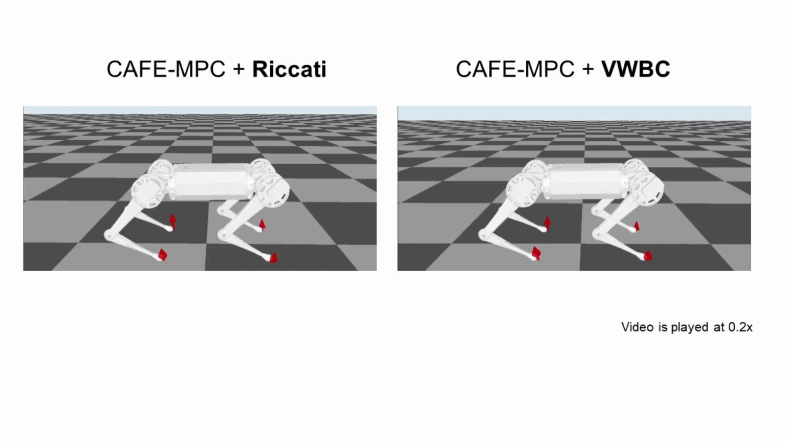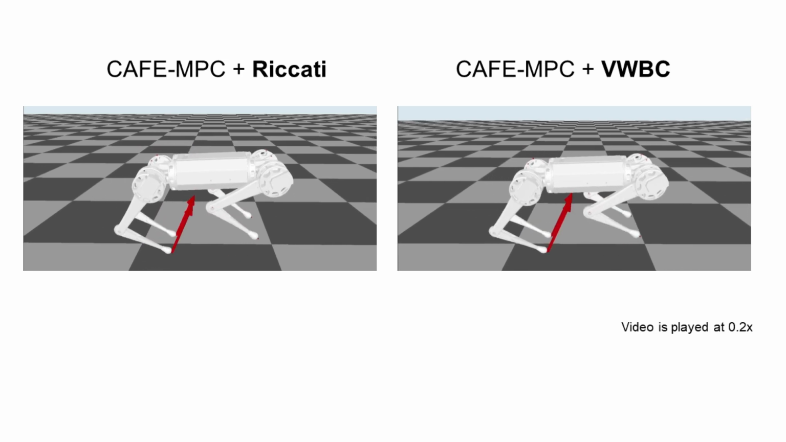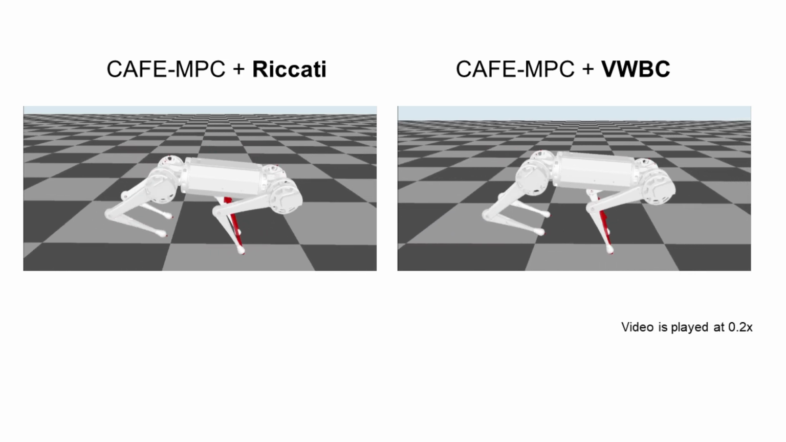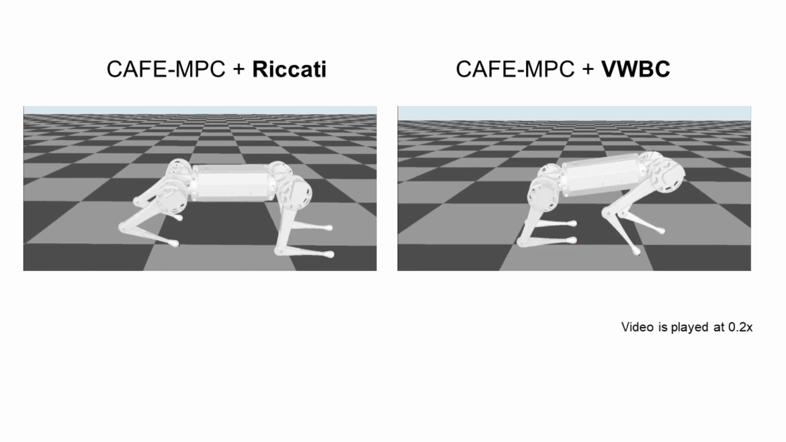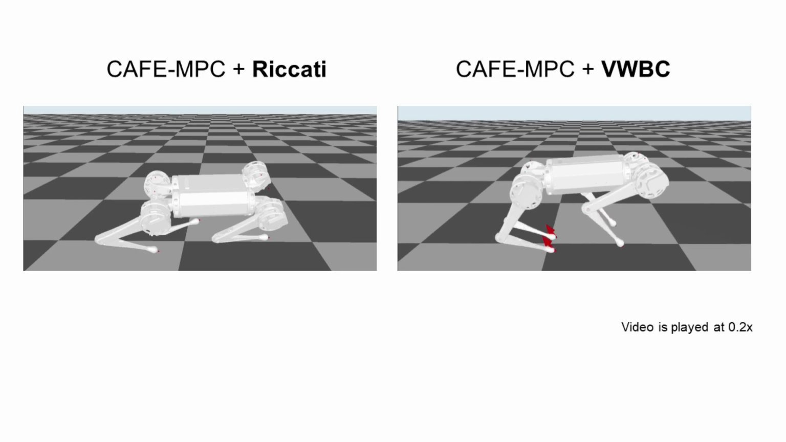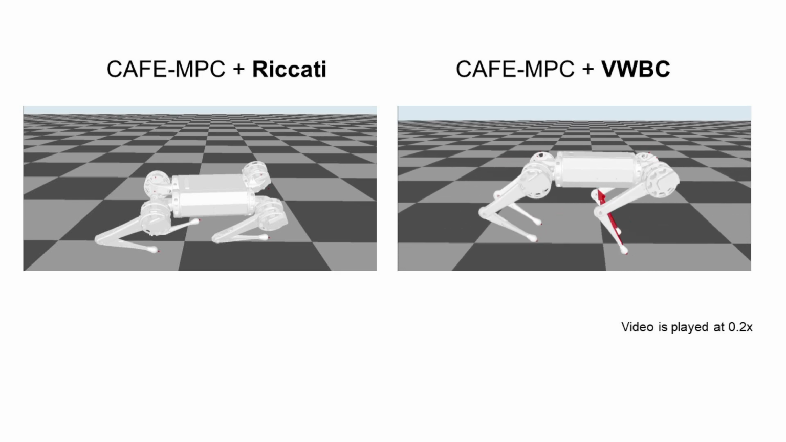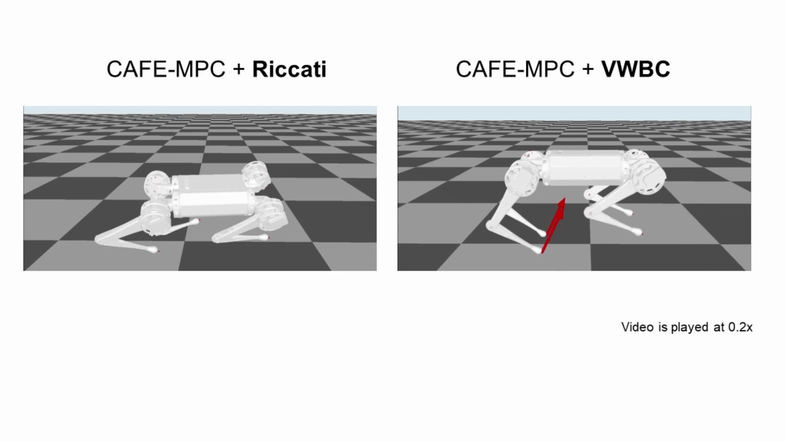We compare the Riccati controller and the VWBC on their performance of dealing with the friction constraints. The robot is commanded to execute a bounding gait at 1.0 meter per second in simulation and is pushed with a disturbance that creates a 1.5 meter per second change in the forward velocity. The robot controlled with the Riccati controller slipped and fell, whereas the robot controlled with VWBC satisfied the friction constraints and recovered from the push disturbance.